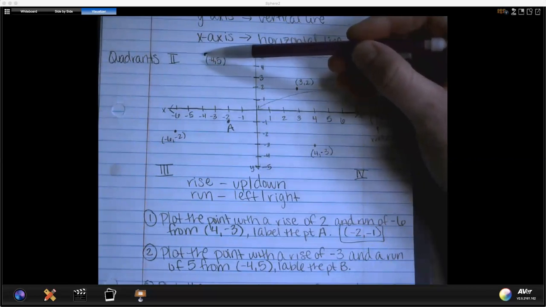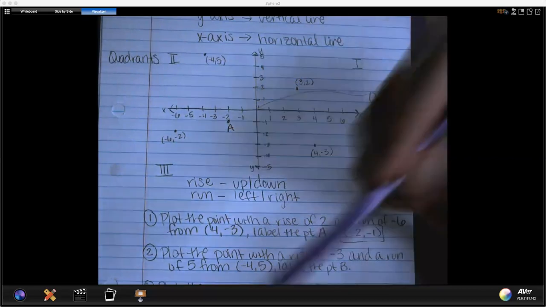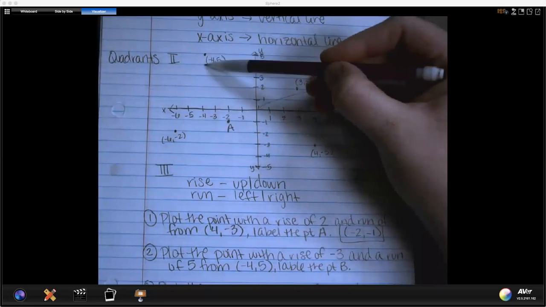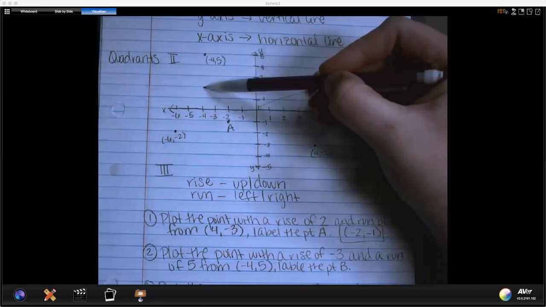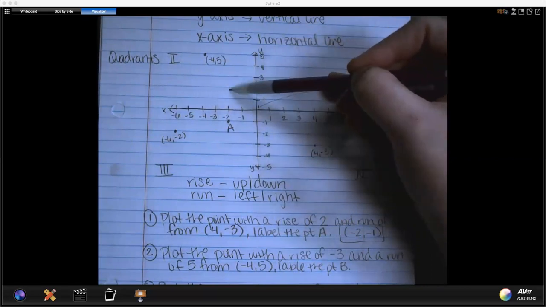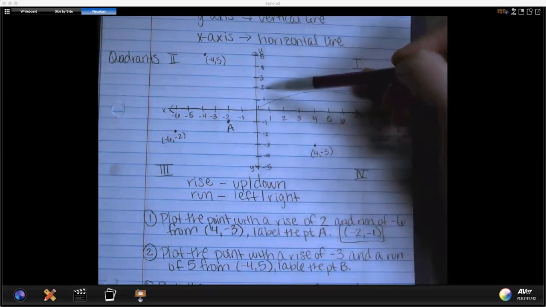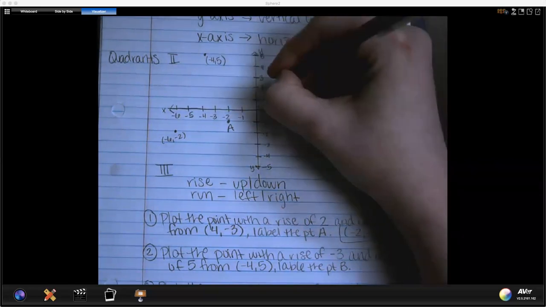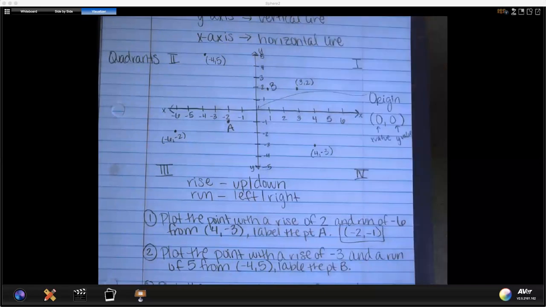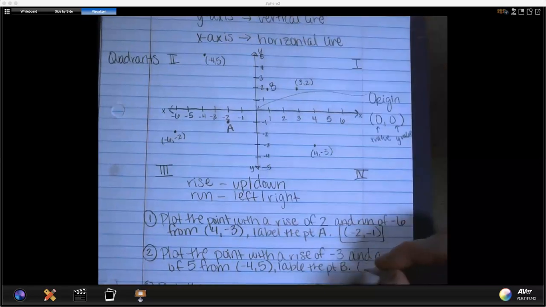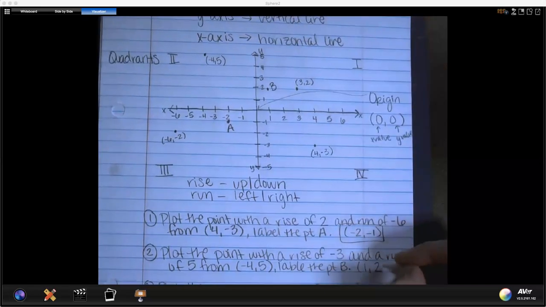So that was a great question. If you're rising, can you really rise a negative number? No. So rising, remember, means up or down. So if it's negative, that's down. So we're gonna go down 3, 1, 2, 3. And then we're gonna run 5. So run 5 would be positive 5 to the right 5. So 1, 2, 3, 4, 5. So we end up here at point B, which ends up with a value of 1, 2.